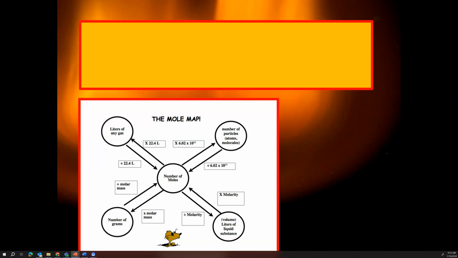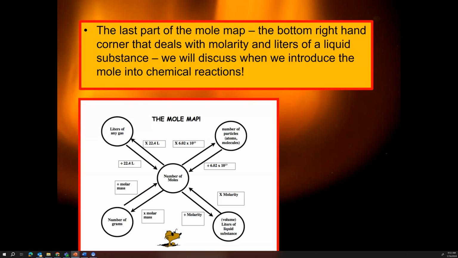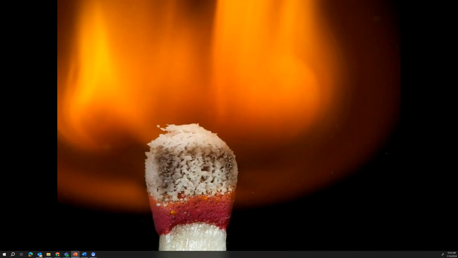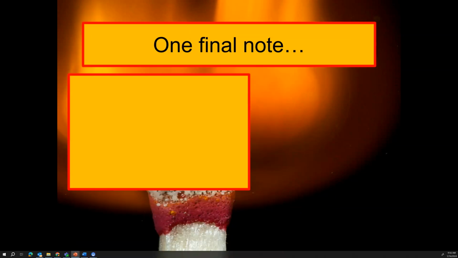So that little last part, that bottom right corner, that deals with molarity and liters of substances. And we are going to get into that, just not yet. Okay, it's coming. Preview.